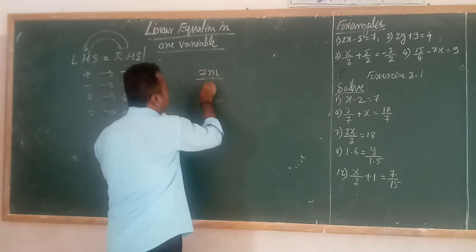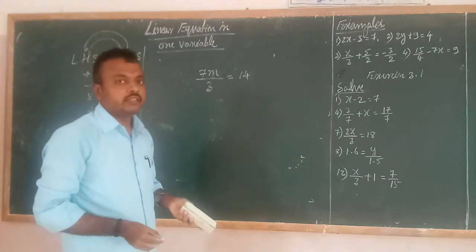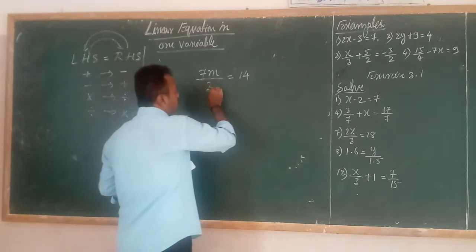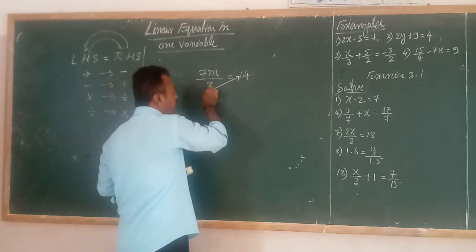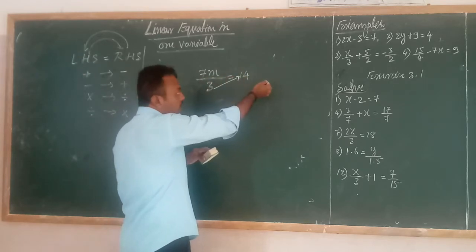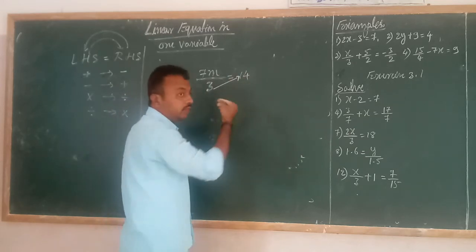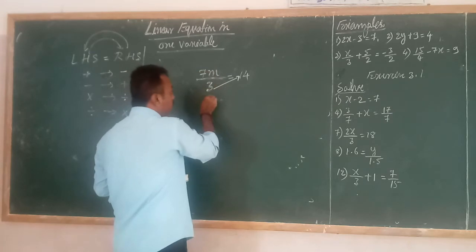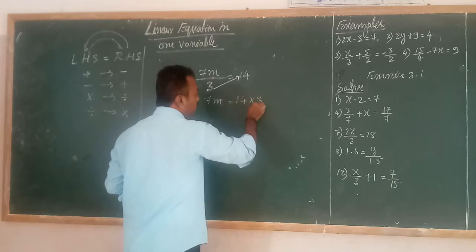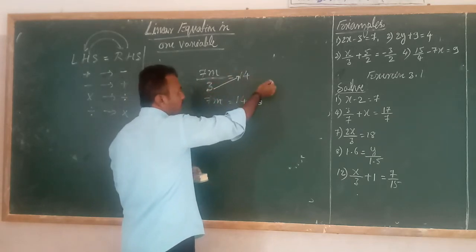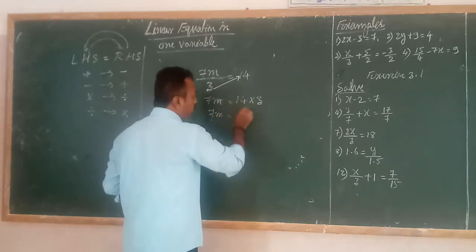7m by 3 is equal to 14. See students, 3 you have to send to the RHS, because it is division. If you send it to the RHS side, the division becomes multiplication. So 7m as it is, I write. 14, so 3 I will send, it becomes into 3. So 7m is equal to 14 into 3, I will write as it is.